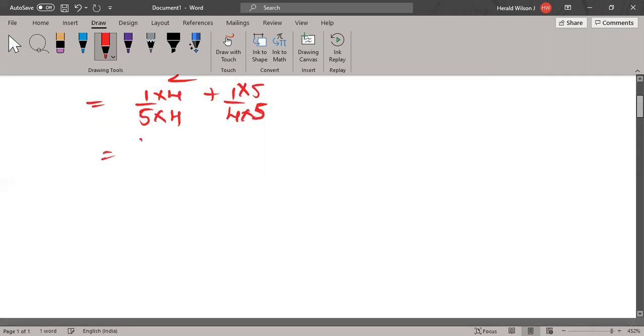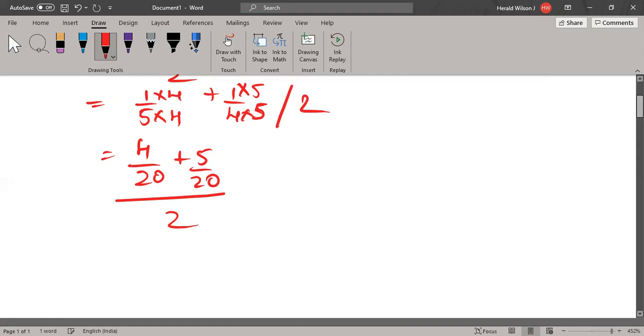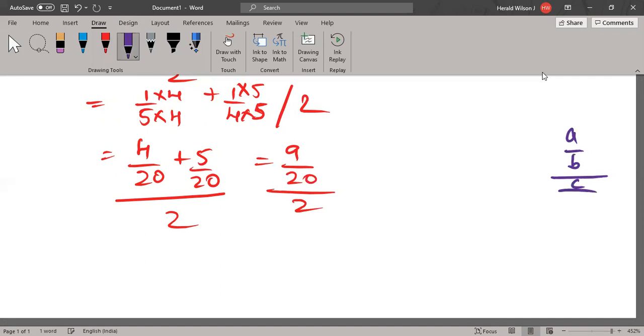So now this is 4 by 20 plus 5 by 20, the whole by 2. Don't forget your by 2. Marks will be cut for that, I guess. So this will be 9 by 20, the whole by 2. Again, your a by b by c by d, this will be these two and these two. This will be 9 into 1 by 20 into 2.